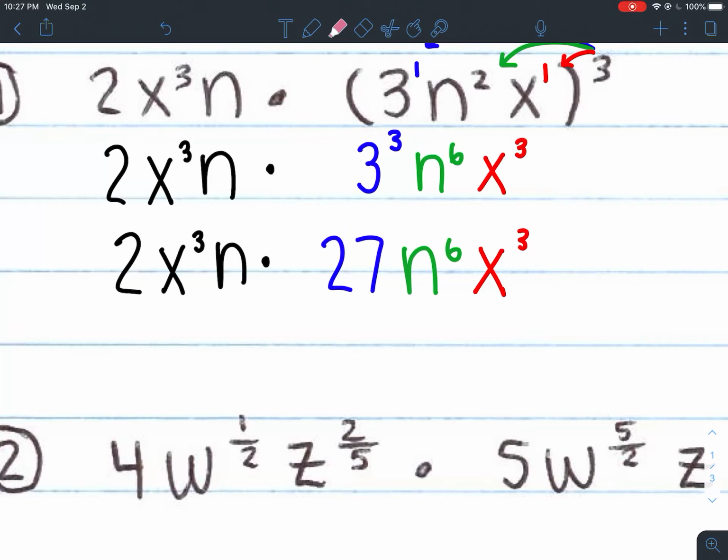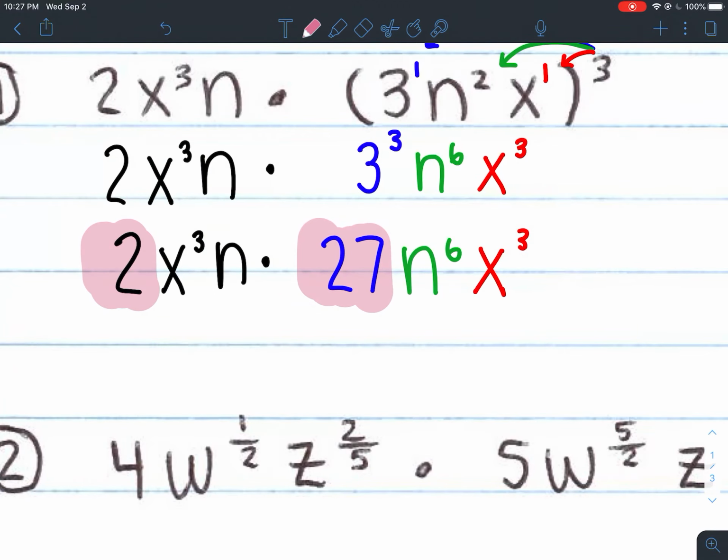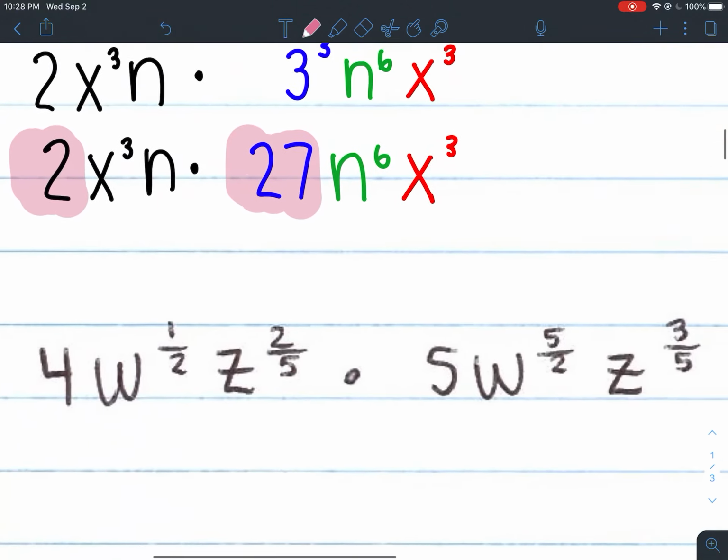All right, so now you're going to look for like bases that you can combine with each other. As I'm looking at this, I'm like, hey, what things can I combine? Well, I can always combine normal numbers together. So 2 is the regular number here, and 27 is a regular number here. Now, what would I do with these two numbers? The question is, do I add them? Do I multiply them? Well, here you would multiply them, because you see there's a multiplication sign here. Everything here is being multiplied together, so you want to multiply these. 2 times 27 is going to give me 54.